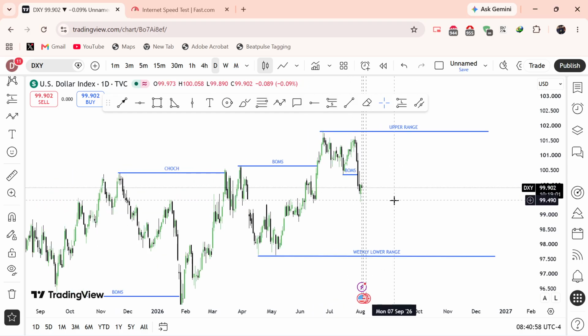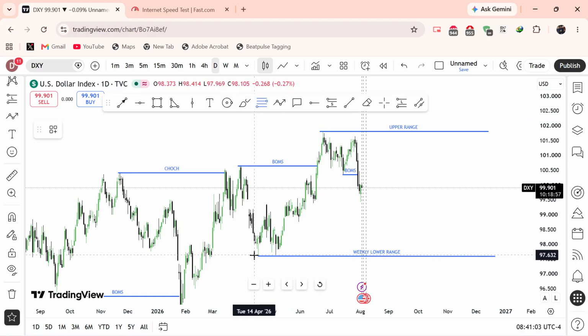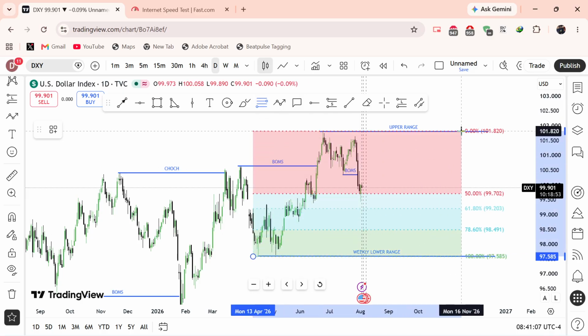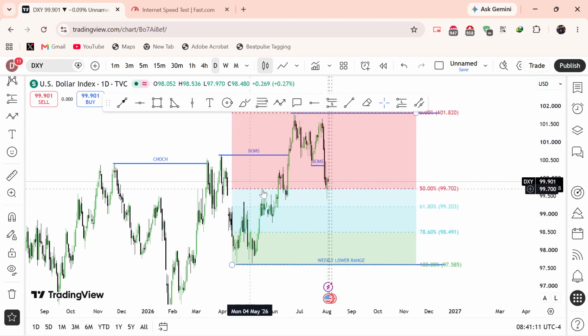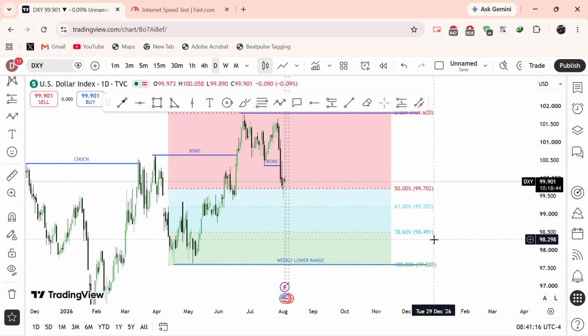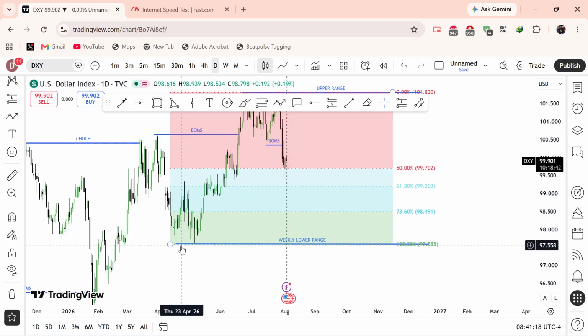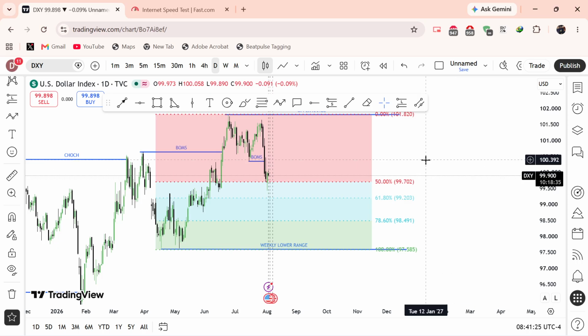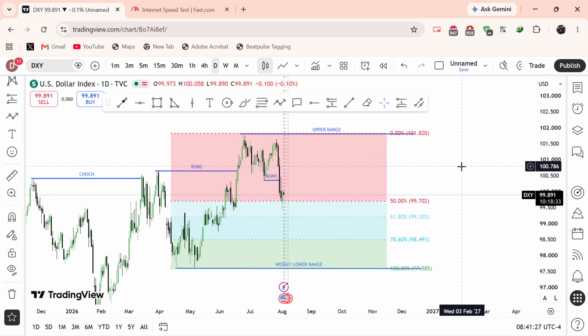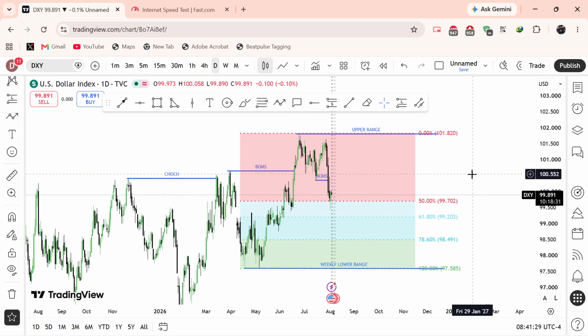So we are expecting the market to pull back to discount. That is the level below 50%, 61%, and 78% level. But this low should be protected. So if the market takes out this low, then we are no longer bullish. But now we should start looking for bearish setup.